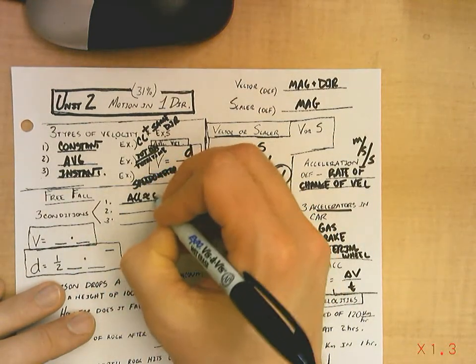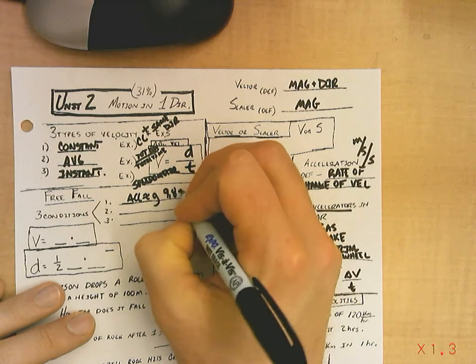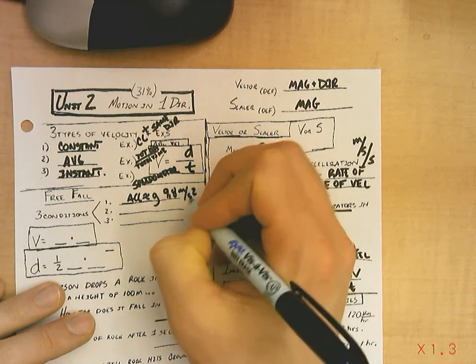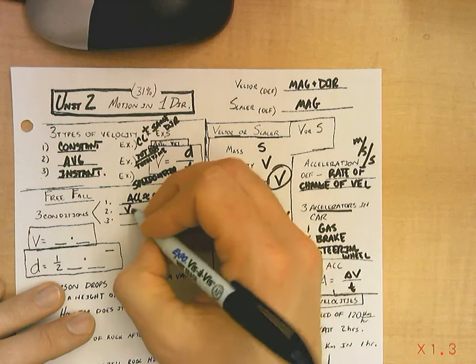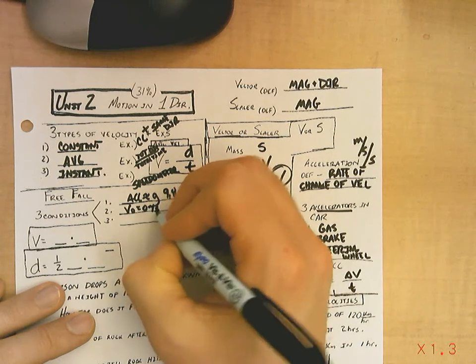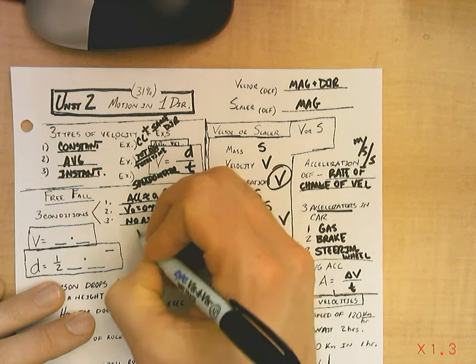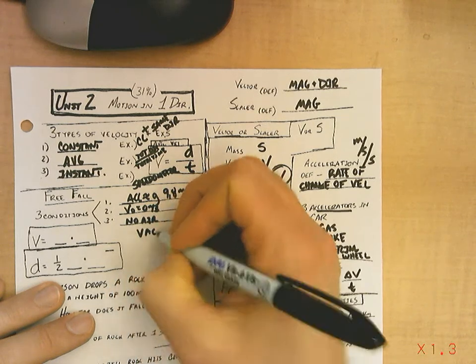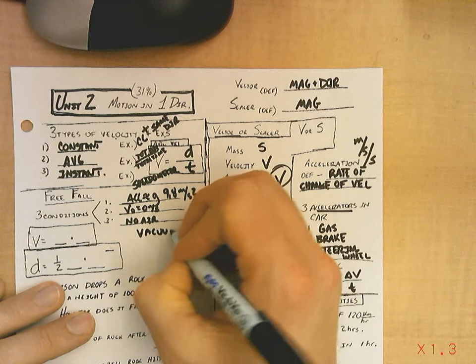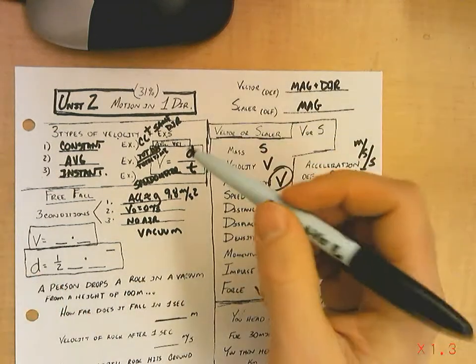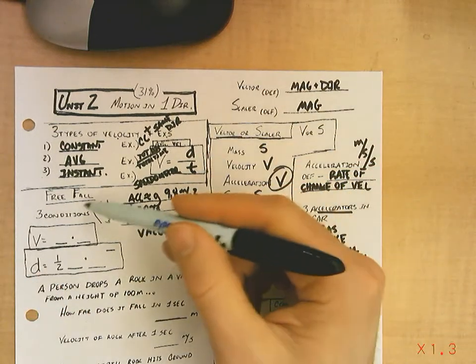Acceleration, which is gravity, is 9.8 meters per second squared. Starts at rest, so V naught equals 0 meters per second. And then finally, there's no air friction, no air. Another way to say that would be vacuum, V-A-C-U-U-M. Need to have these 3 things to be truly free fall.